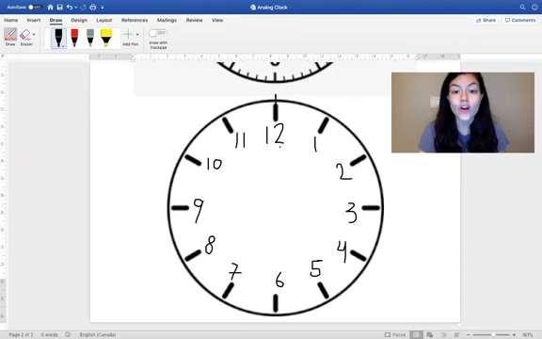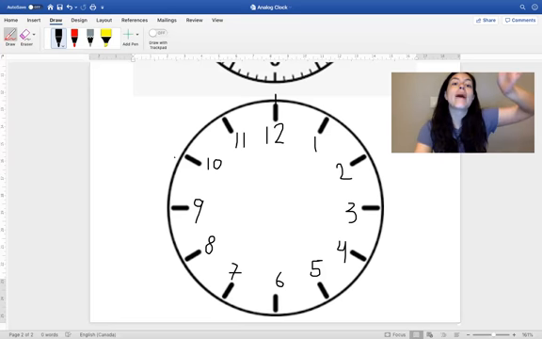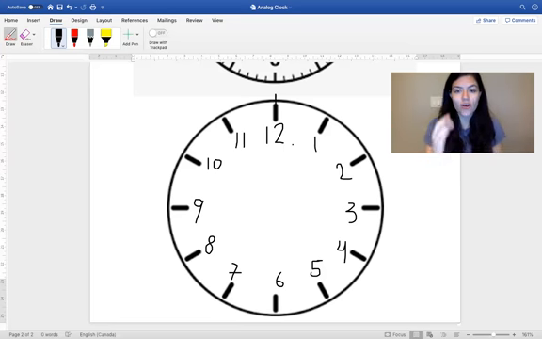Okay, so now we have all of our numbers written in. Remember, the 12's on top, and then after that, you go right to the 1, 2, 3, 4, 5, 6, etc., until you get back to the 12. So now what we're missing are the hands. How many hands are on the analog clock? 2 hands, exactly.